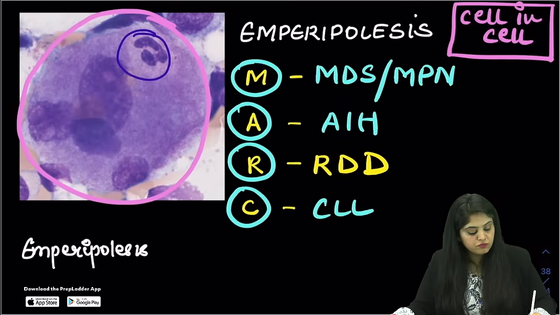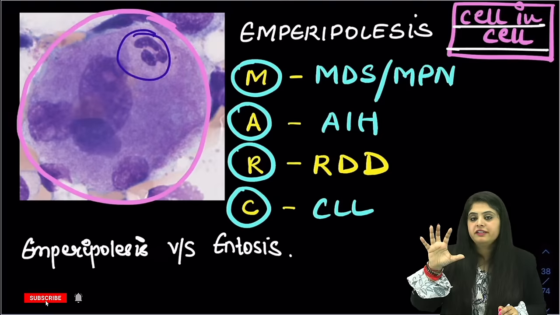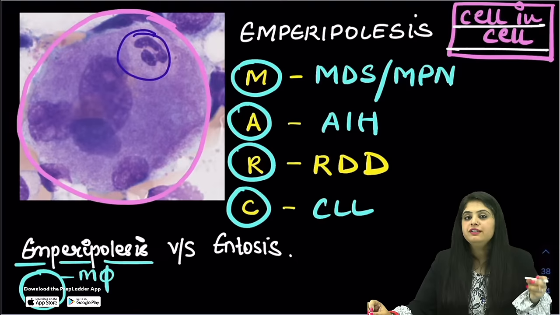Very good. If this question is coming to your mind, it means you've studied in excess, which is good. The difference between emperipolysis and entosis: both of them are cell in cell. Both of them are one big cell that has eaten up a smaller cell. The concept is the same. Only thing is, in emperipolysis, the bigger cell is a macrophage, that hungry, foody cell, and it has eaten up a smaller cell.